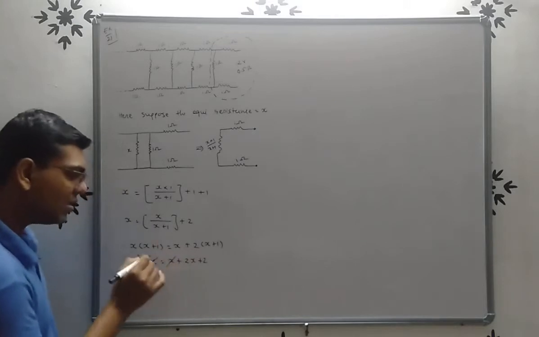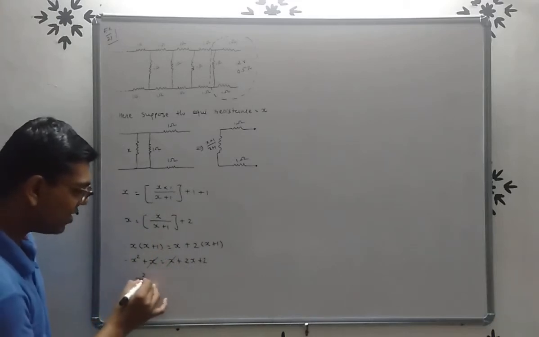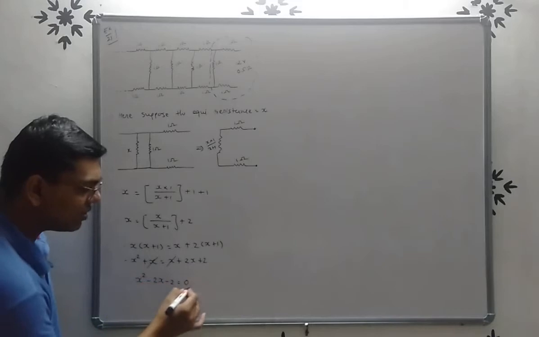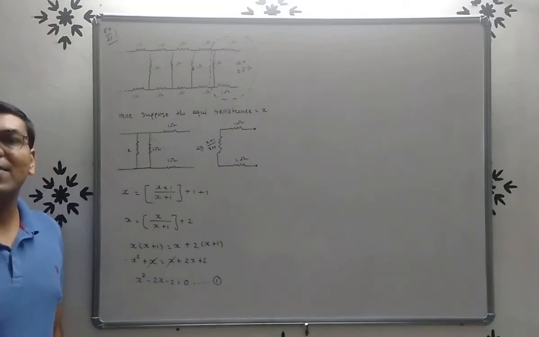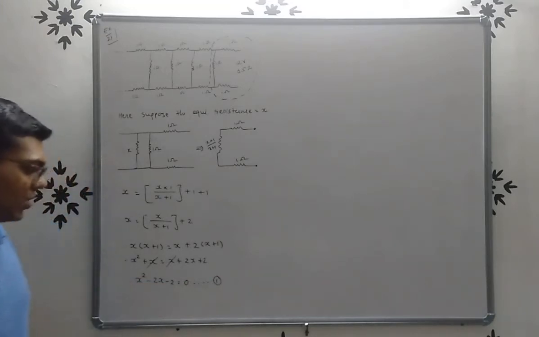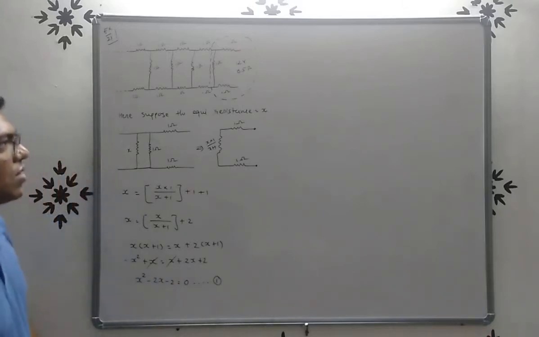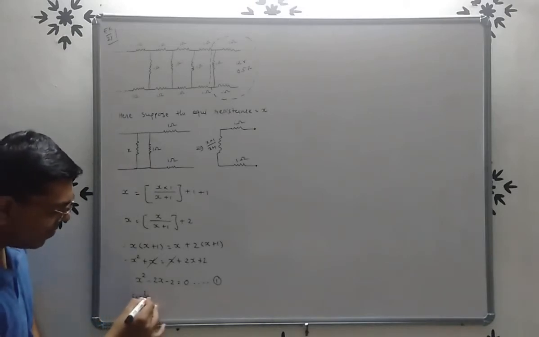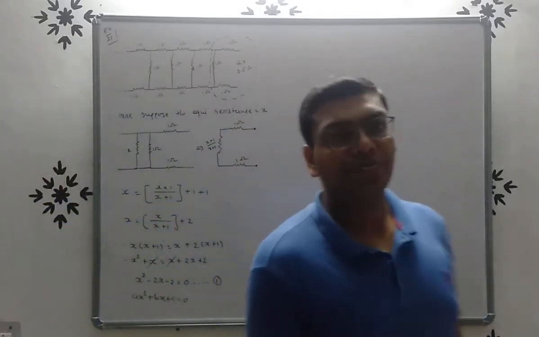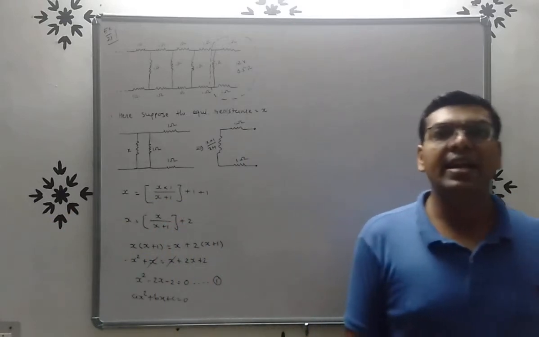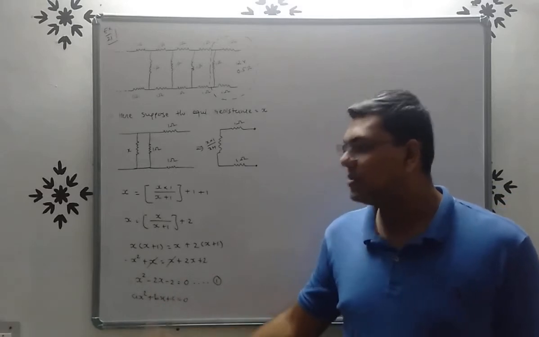So here X cancels. So here if we take 2X and this 2 into the left hand side, we get X square minus 2X minus 2 is equals to 0. This is equation 1. Right, we have to find out the equivalent resistance X. So to find out the value of X, we have to solve this equation. So here we compare this equation with aX square plus bX plus c is equals to 0. Right, you studied how to solve the equation in standard 9 and 10. So here the value of a is 1, value of b is minus 2 and value of c is minus 2.